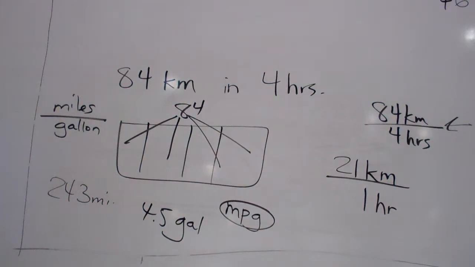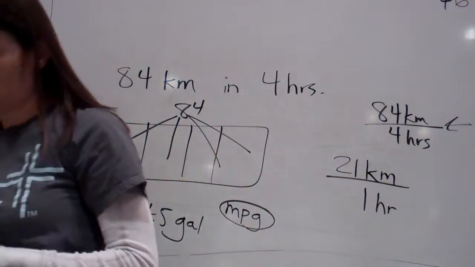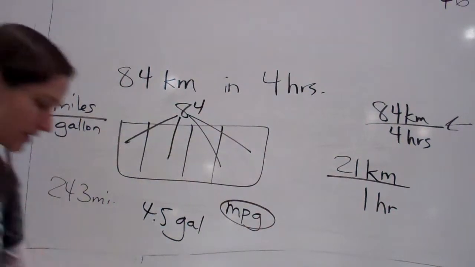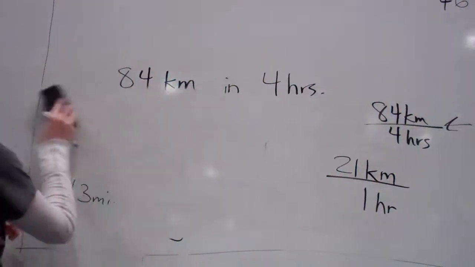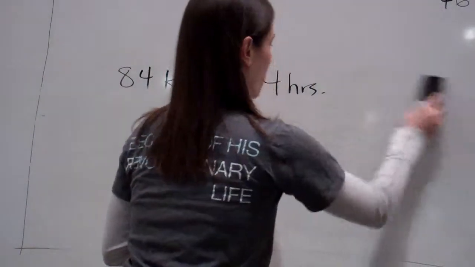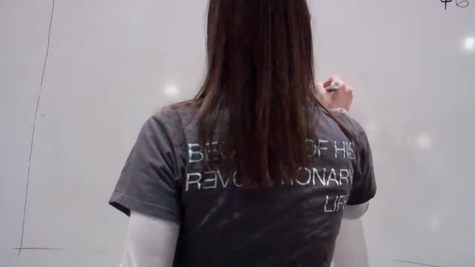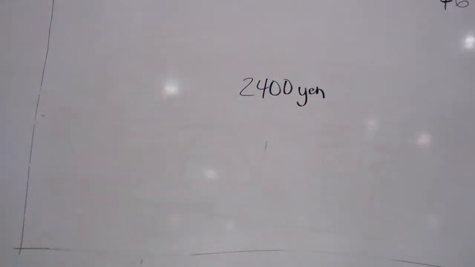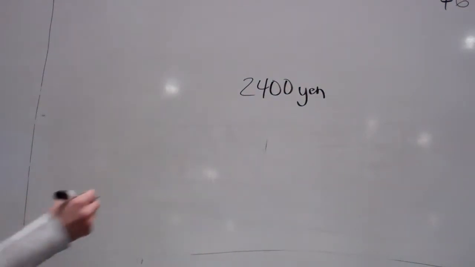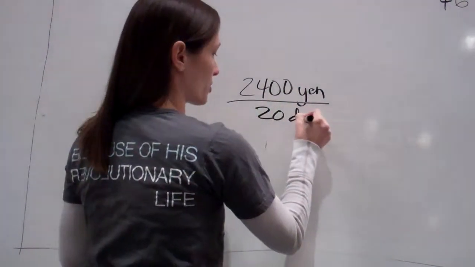Listen to this statement. For a 5% service fee, a merchant agreed to exchange $20 for 2,400 yen. Yes, 54 miles per gallon. Very good. Okay, so we got 2,400 yen per $20.